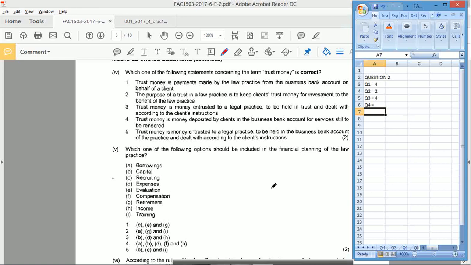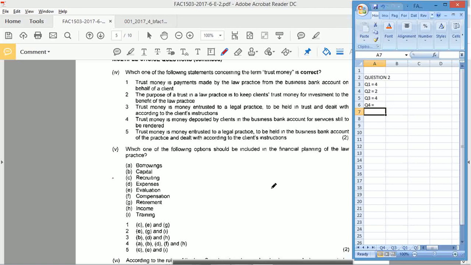The purpose of a trust in a law practice is to keep clients' trust money for investment to the benefit of the law practice. No, it wouldn't be for the benefit of the law practice. Trust money is money entrusted to a legal practice to be held in trust and dealt with according to the client's instructions. Yes, that sounds good.